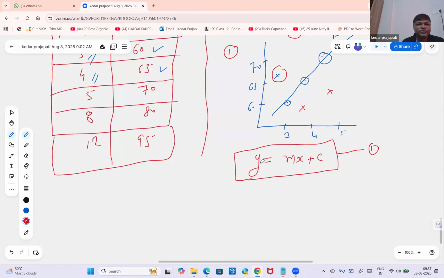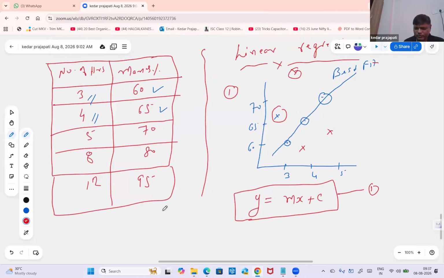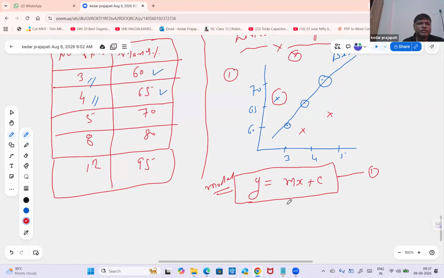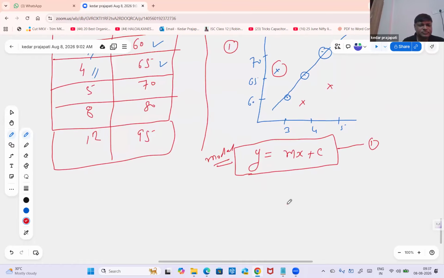So let us not go to the line now. I'm just telling you, suppose I have trained my model. This is my model. This model generates a straight line. In linear regression, this is the mathematical formula they use. Now, we developed the machine learning model, and it learned from this data set.